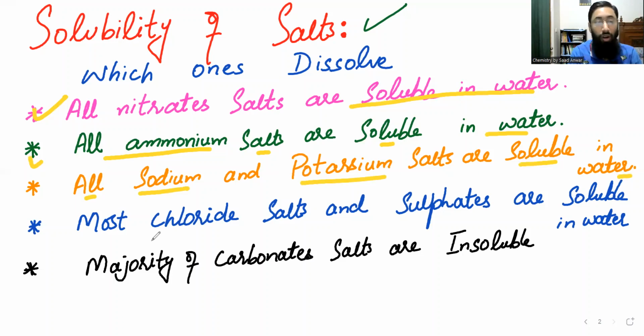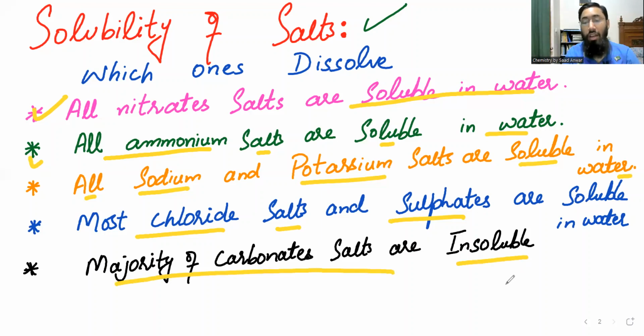Then remember about chlorides. Most chloride salts are soluble in water, but a few chloride salts are not soluble in water. Most sulfate salts are soluble in water, and a few sulfate salts are insoluble in water. Let me tell you the names of those salts which are insoluble in water later on. For right now, most chloride salts and most sulfate salts are soluble in water. The majority of carbonate salts are insoluble in water.